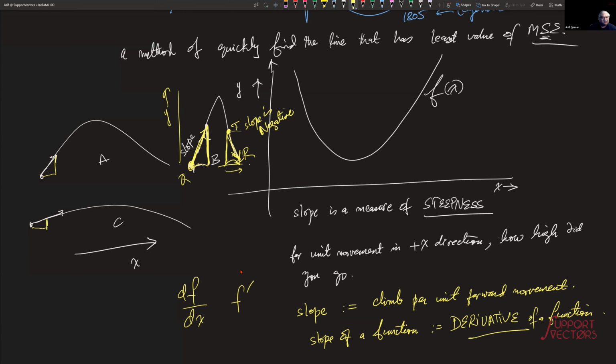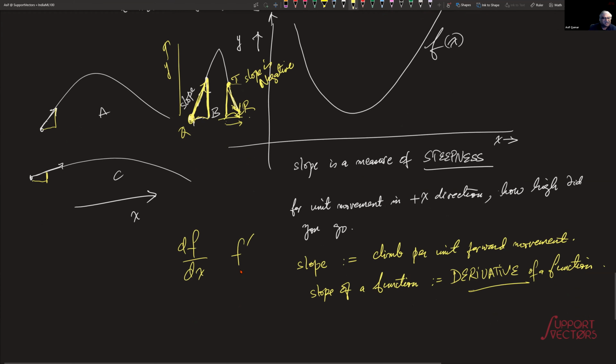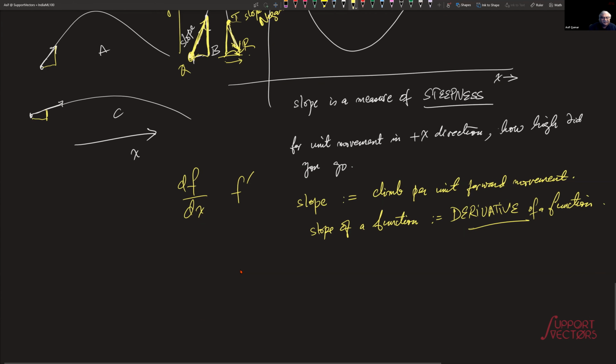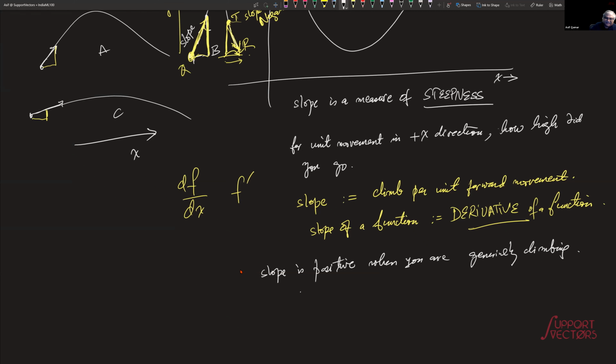That is all that there is to this calculus business, the differential calculus business. And there's more, the rest of it is the mechanics of it. But the basic idea of calculus is exactly that. So the slope is positive when you are genuinely climbing. Is negative when you are losing height.